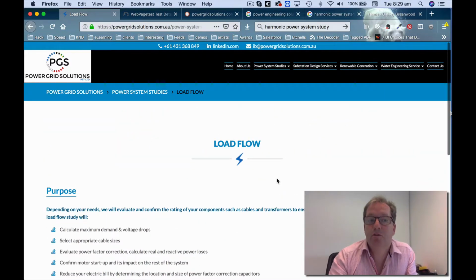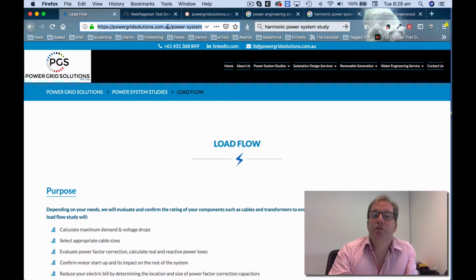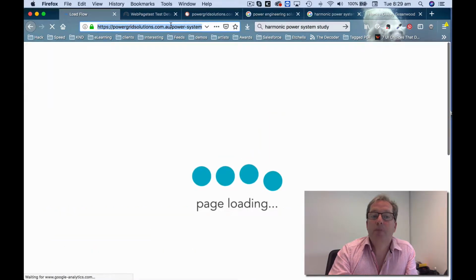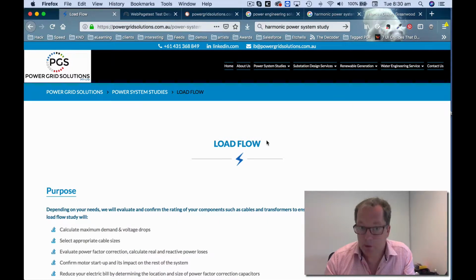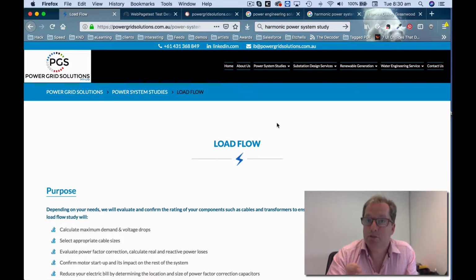And from an SEO perspective, a search optimization perspective, you could optimize this a lot better. At the moment, your title up here is "load flow," but probably that should be "load flow power system study." That would capture more of a search, and your titles here should also be "load flow power system studies." Much more specific. You're more likely to appear in organic search with a more specific URL, titles in the page, and content in the page.